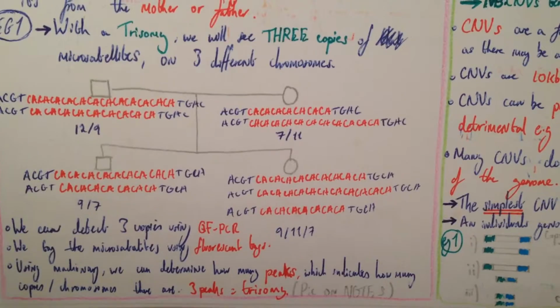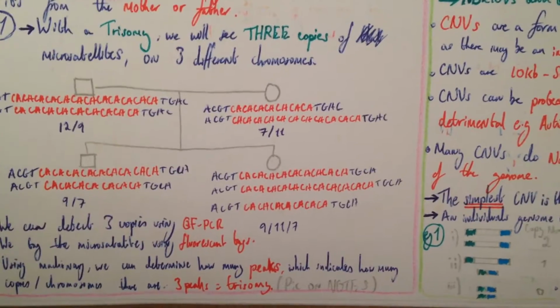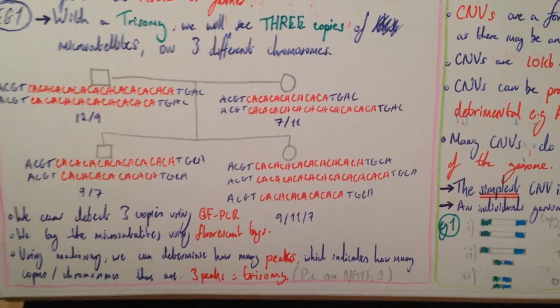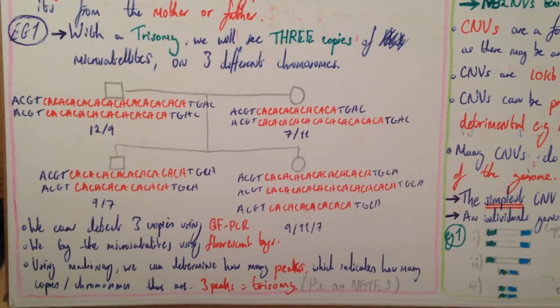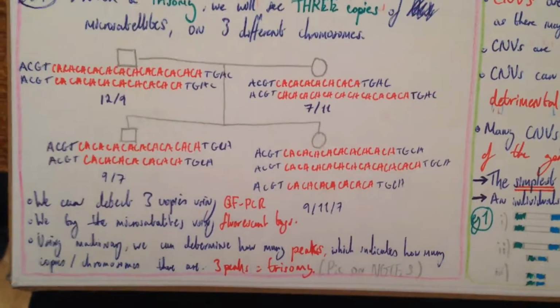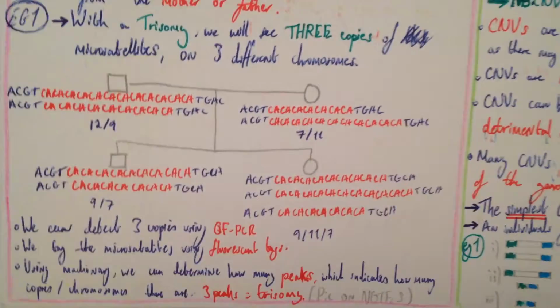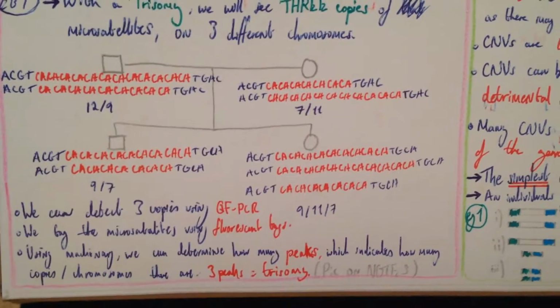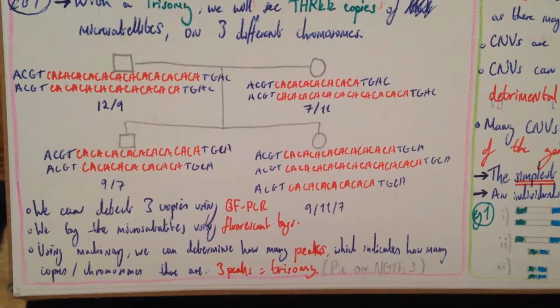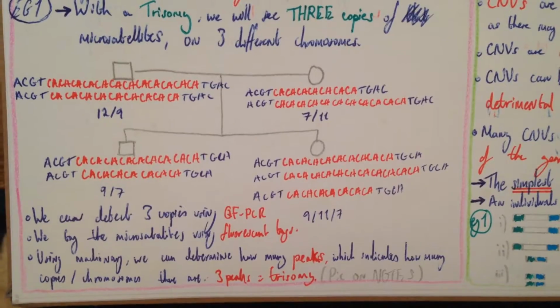We tag the microsatellites with fluorescent tags. We use machinery which can detect how many peaks, which indicates how many copies of chromosomes there are. So 3 peaks would be trisomy.